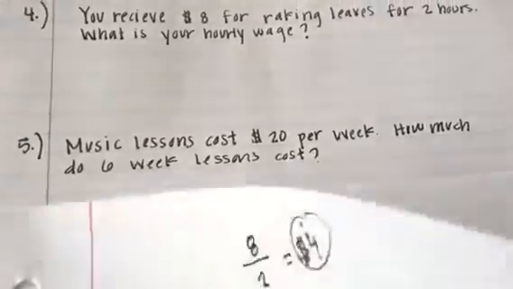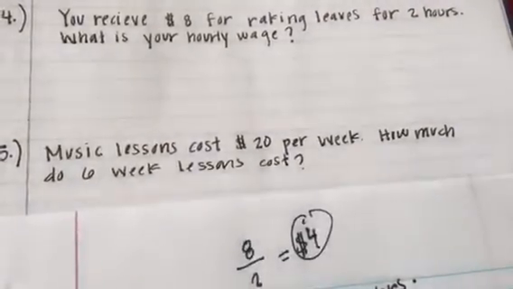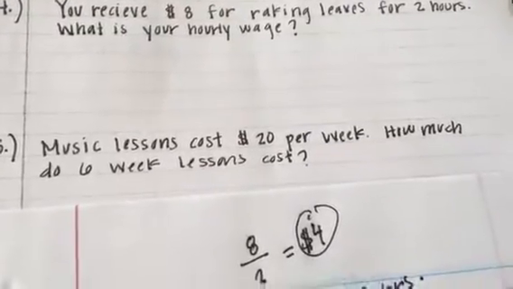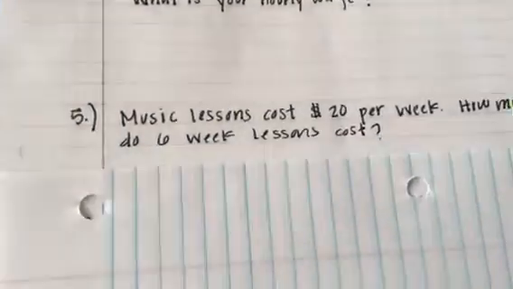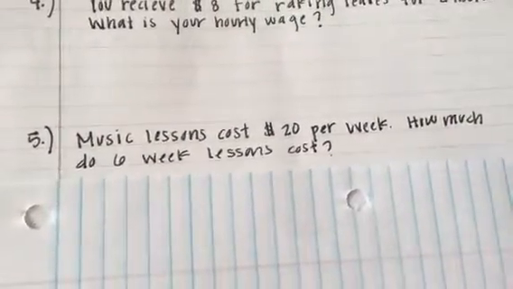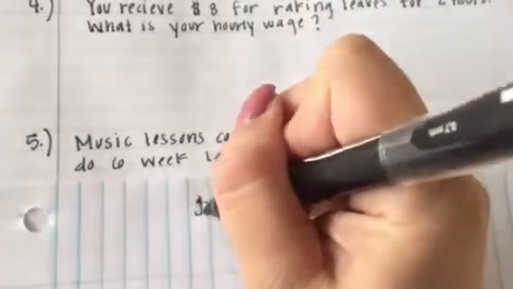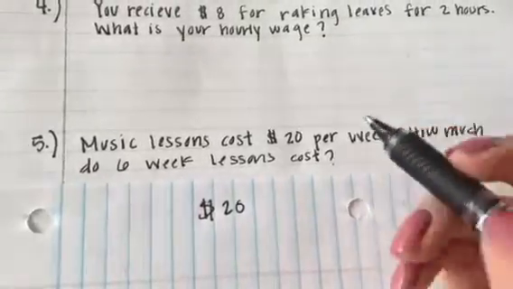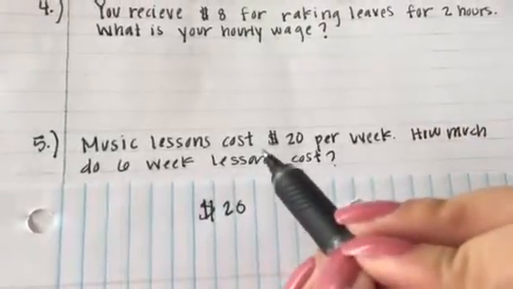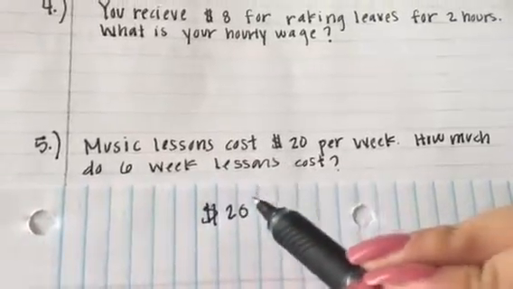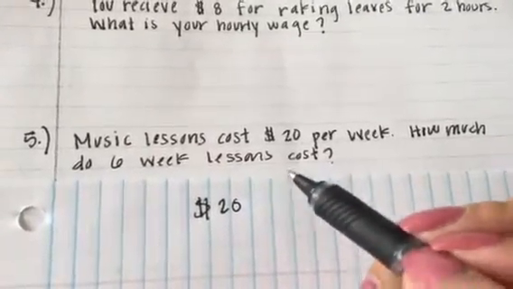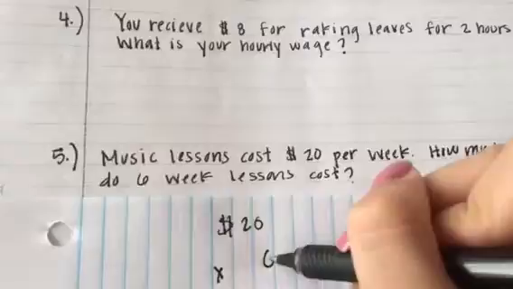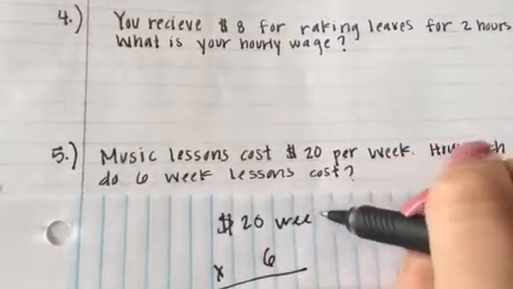Music lessons cost $20 per week. How much do 6-week lessons cost? Well, for this one, we're going to be multiplying, right? Because the lessons cost $20 per week, and you want to find out how much 6-week lessons cost, then you're going to multiply by the 6 weeks, because each week is $20.